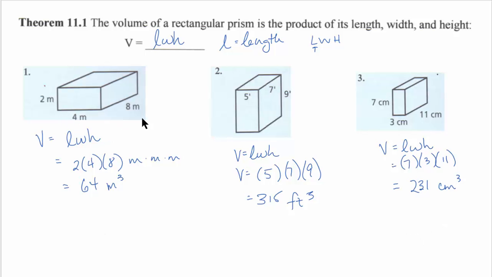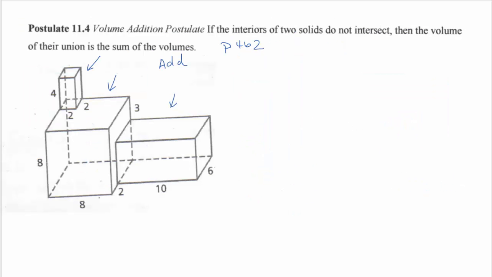Okay, now that we've got this theorem, let's go back and figure out the volume of this weird shape. I'm going to just break it apart because these interiors do not intersect. I could cut this apart into 3 separate prisms. So let's do that. Let's do the top one.